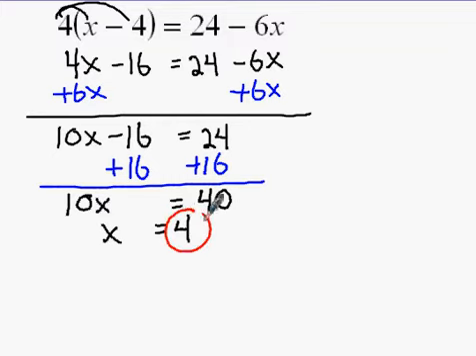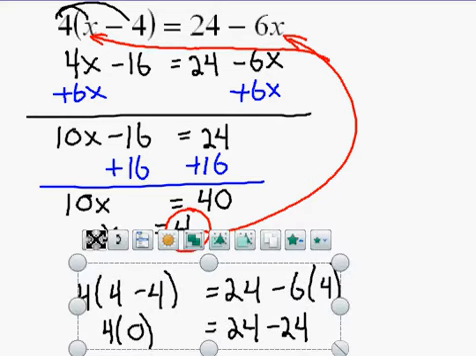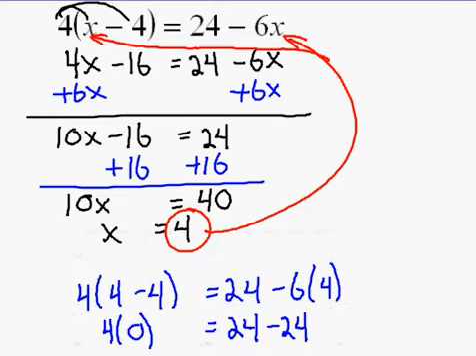Check your work. Put 4 in for x there and there. I've done the work down here. There it is. 4 minus 4 is 0, so 4 times 0 is 0. And here 6 times 4 is 24, so 24 minus 24 is also 0. The two sides are equal. One more problem.